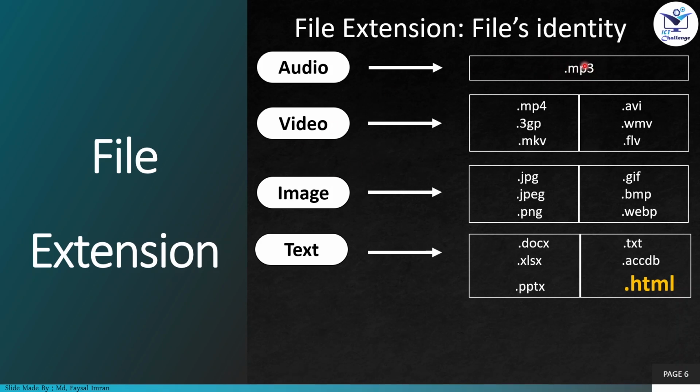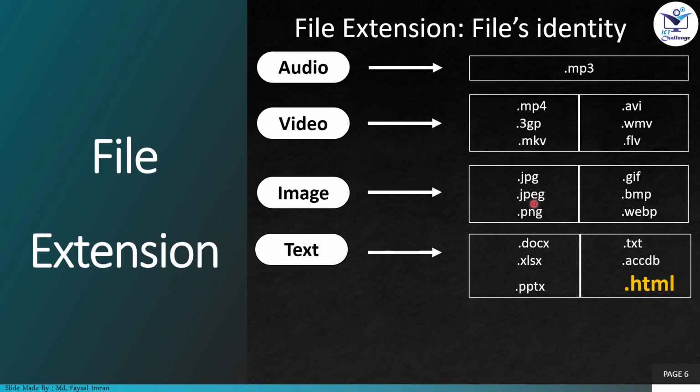Now, if you have a video file, it may have the extension mp4, 3gp, mkv, avi, wmv, or flv. Those are the file types. Video has lots of file types because of different resolutions, so they have different file extensions. For images, we have .jpg, .jpeg, .png, .gif, .bmp. Those are the extensions of images.